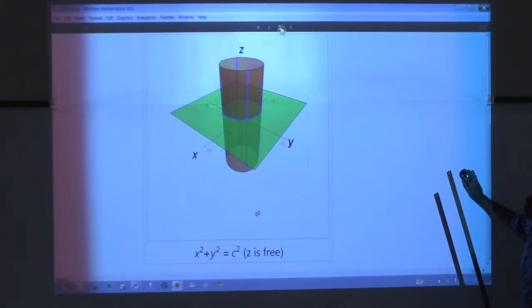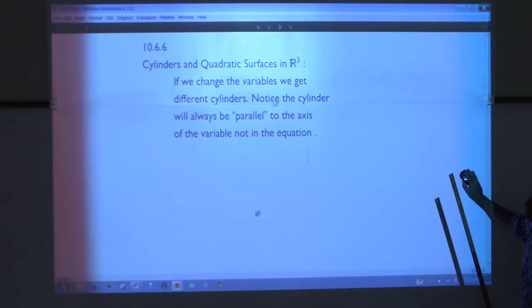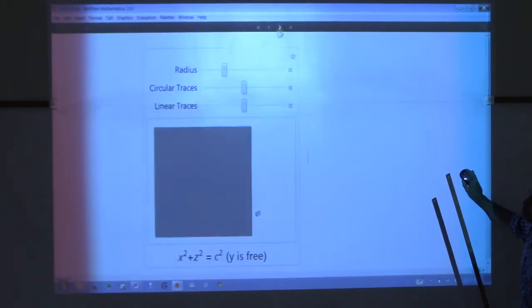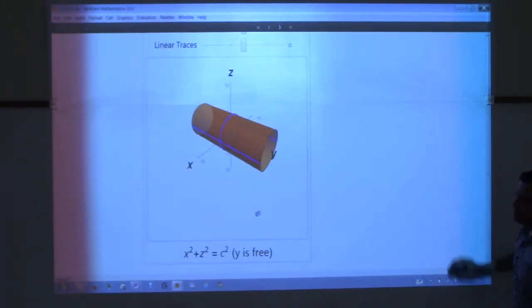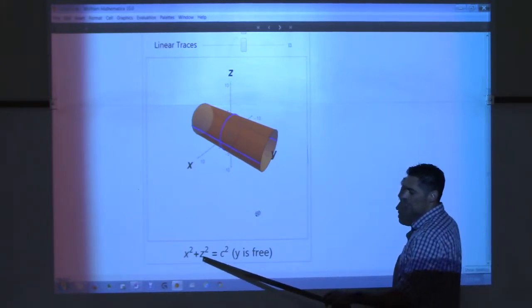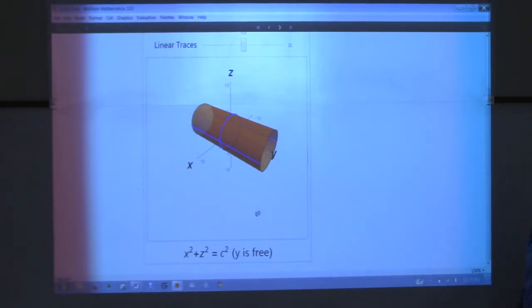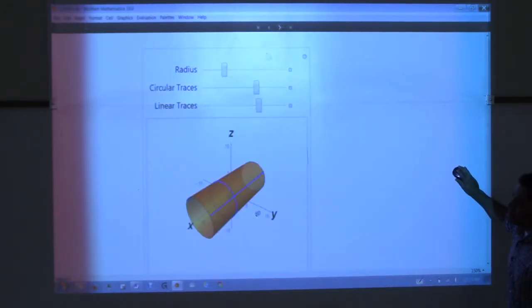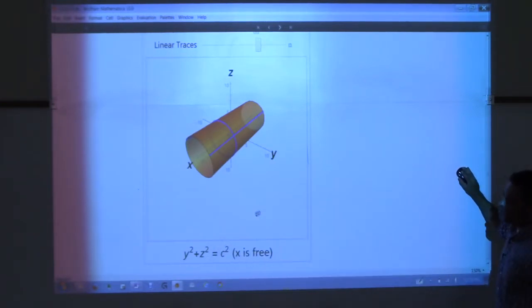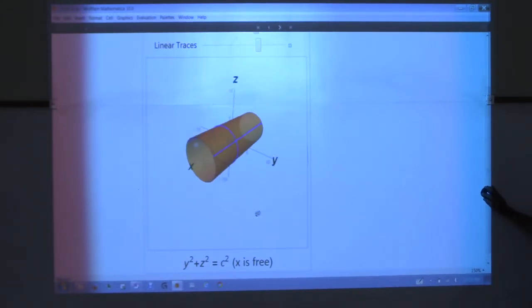If we change the equation and change our free variable, so if you have an equation x squared plus z squared equals c squared, where y is free, then your cylinder is going to go out the y-axis. You're still going to get circles and lines as traces, as cuts. And then finally, if we change it and get rid of the x, and you have y squared plus z squared equals c squared, then you get that cylinder coming out the x-axis.